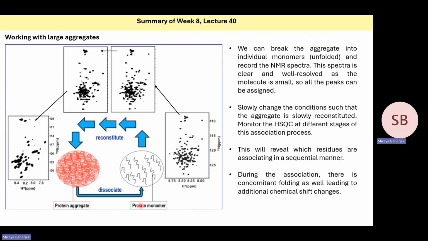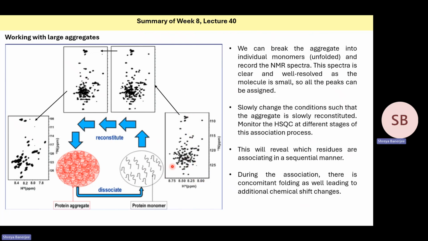It can be dissociated into the monomers, that is, it can be unfolded, and then the NMR spectra can be recorded. So you can see for the aggregate, the NMR spectrum has very few peaks. The peaks that are seen are merging. They cannot be resolved. But if you unfold this, you will get the monomer. And in the monomer, so many more peaks can be seen. Because the monomer is a small molecule, the tumbling time is small, and the line width is small. So the resolution is much higher, the peaks will not merge, and you will be able to resolve the peaks and assign the spectra.